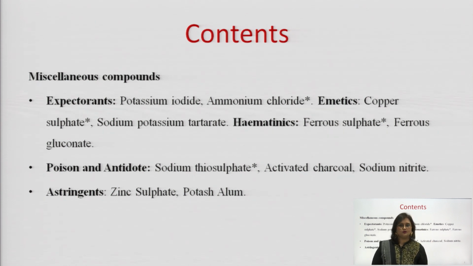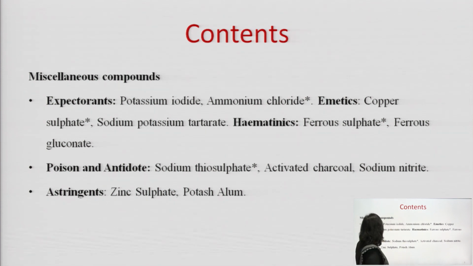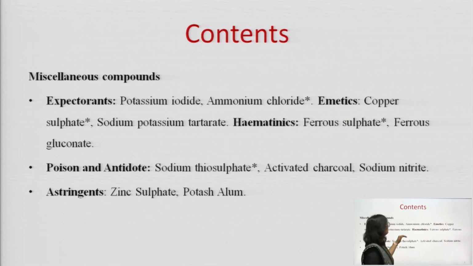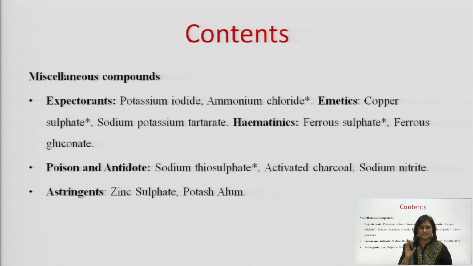So now moving on to our unit 4. In this unit, we will be dealing with expectorants. The first topic which we shall be discussing today would be expectorants. Next, we will be learning about emetics. Next, we will be dealing with hematinics, followed by poison and antidotes, followed by astringents. So, we shall be looking into details about these side headings.